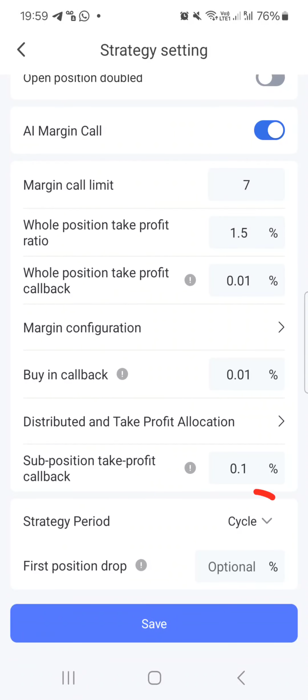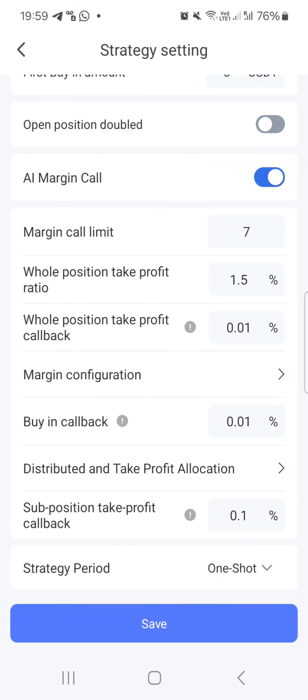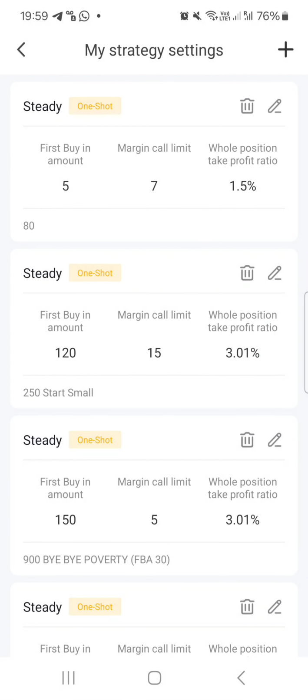Then here we want to leave it at one shot. You can use cycle. Cycle is when it repeatedly goes back into the trade with the same trading pair that you have chosen. That's what cycle means. You click on cycle and it will bring one shot. We save for one shot only.